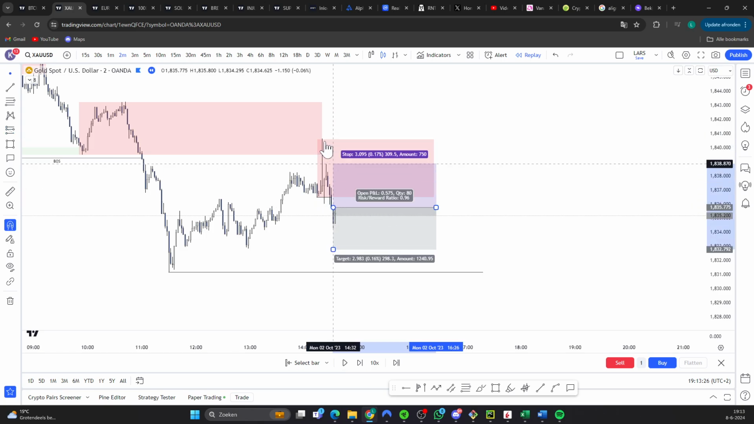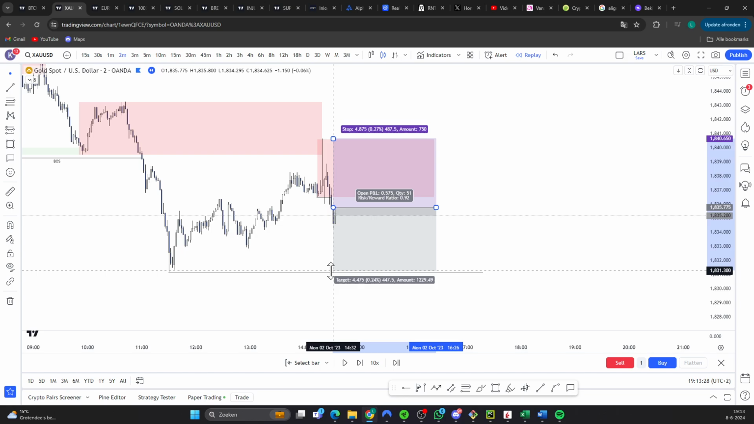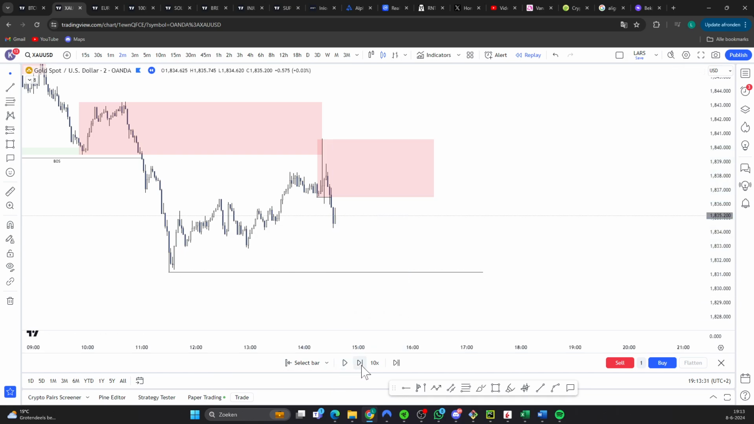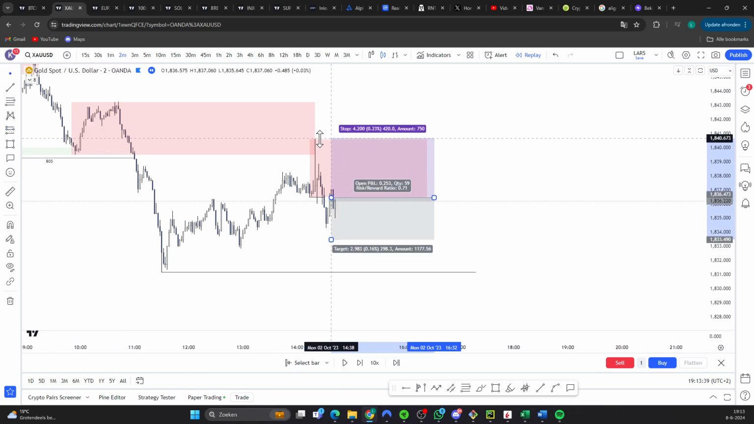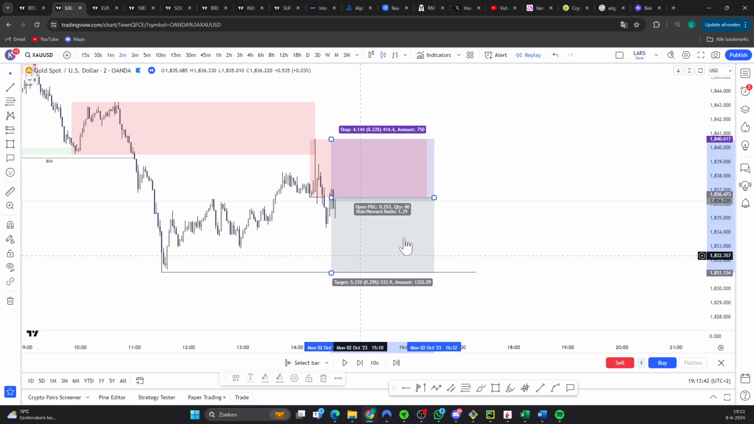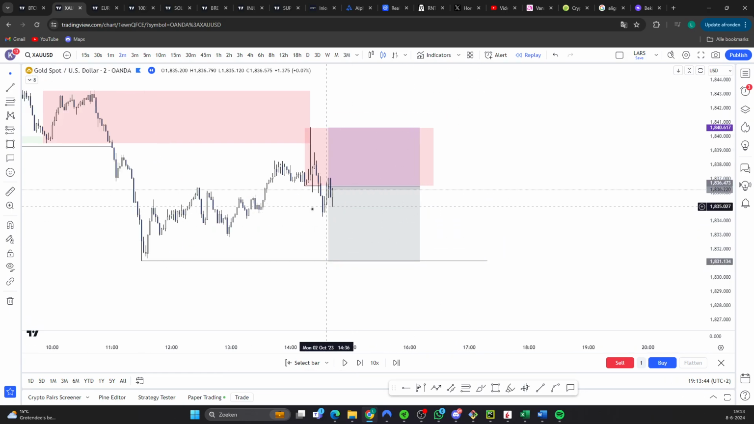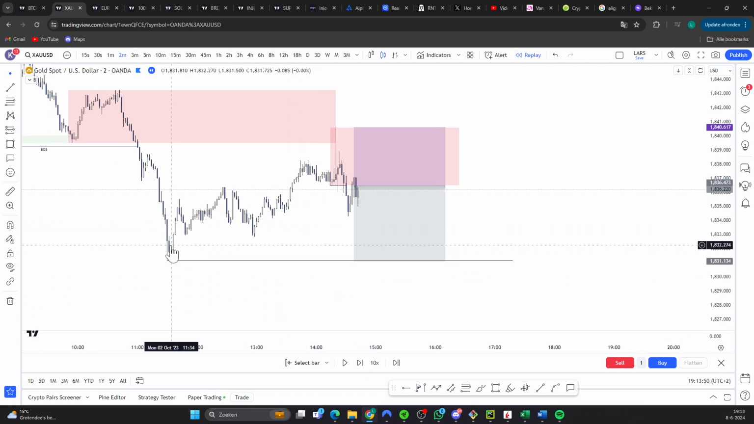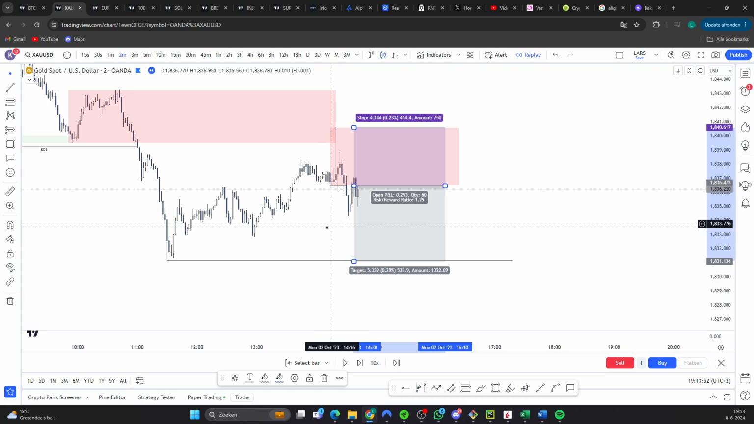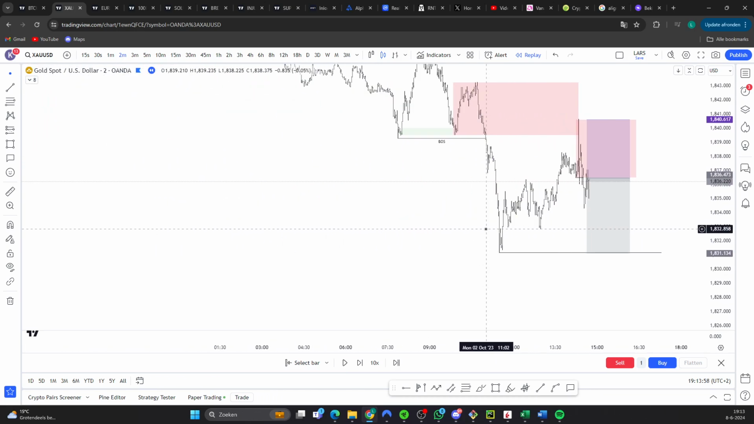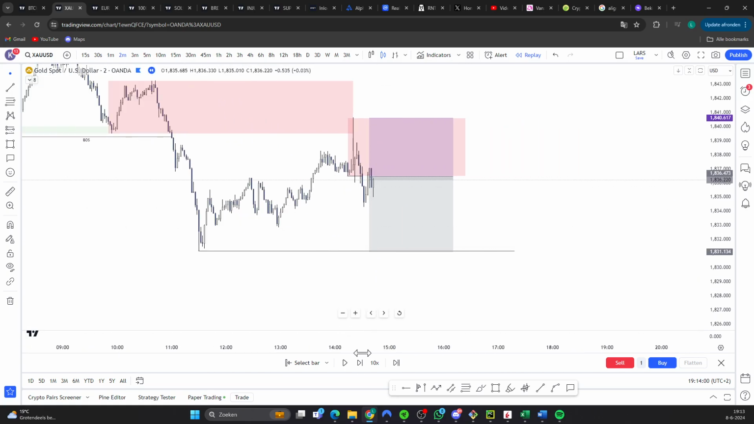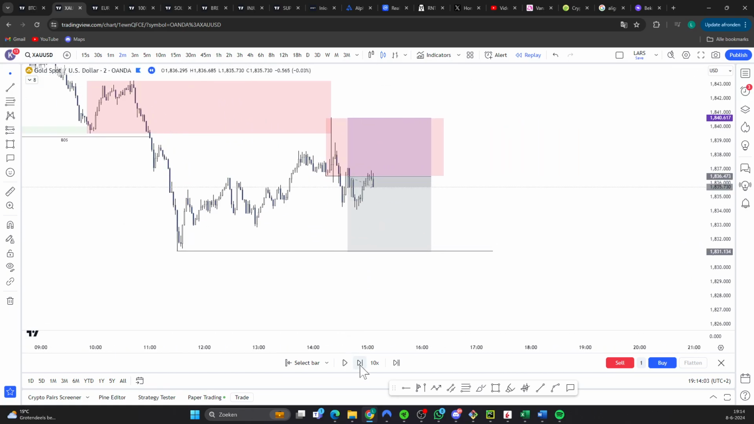It's not really a good risk to reward. 0.9, that's not worth it. I have to keep it here. This could work, but I wouldn't take it in real life. Hence the bigger situation that's going on and the poorer risk to reward.